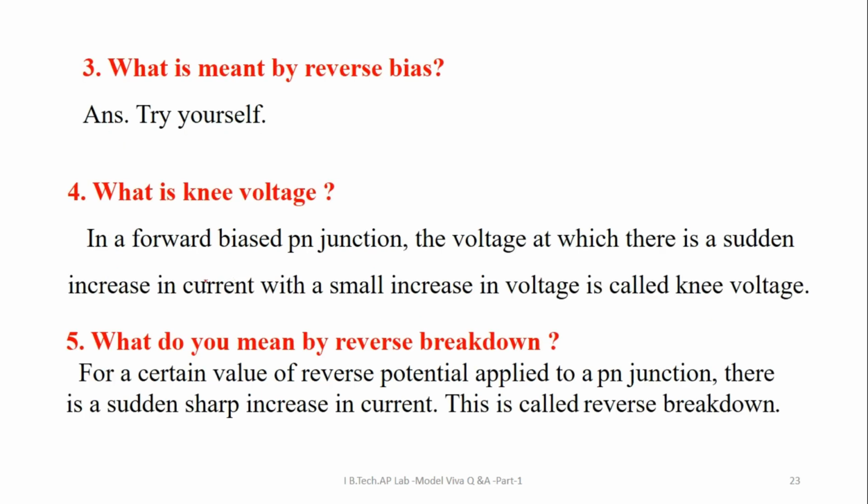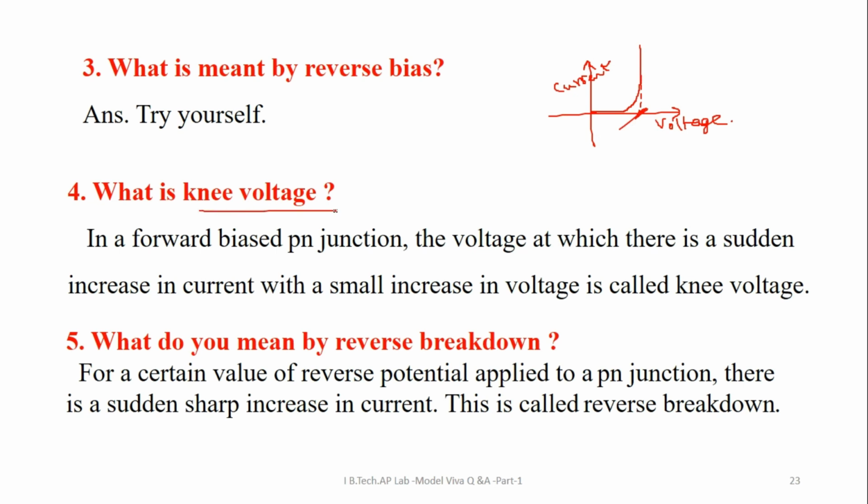Then what is knee voltage? In a forward biased PN junction, it is the voltage at which there is a sudden increase in current. For example, on the x-axis we take voltage and on the y-axis we take current, the IV characteristic. The current slowly changes and after that it suddenly increases. So this is the case where at a particular voltage there is a sudden increase.